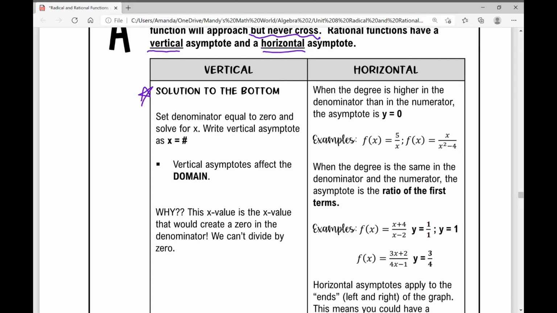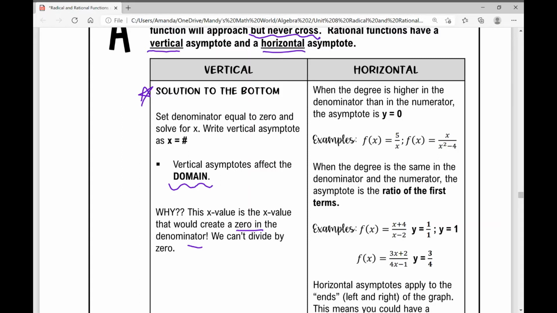And this will affect your domain. So why do we do this? We do this because that x value that you would plug into the denominator is the x value that would create a 0 in the denominator. And remember, we cannot divide by 0. It is undefined. So that's your vertical asymptote.